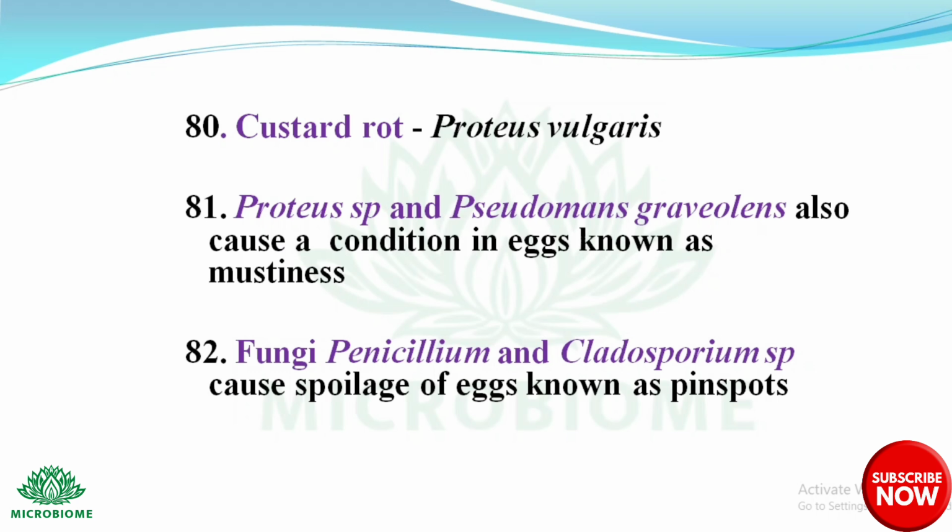Proteus species and Pseudomonas graveolens also cause a condition in egg known as mustiness. Then fungi, Penicillium and Cladosporium species cause the spoilage of egg known as pin spots.